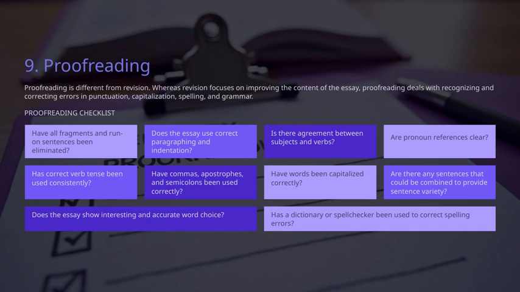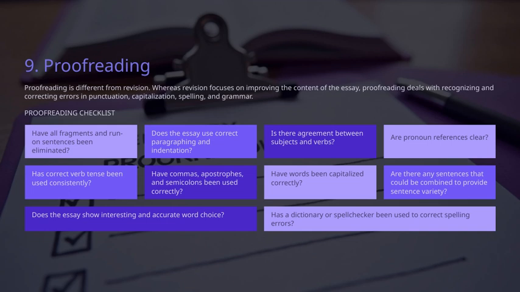Then, look at your punctuation. Are commas, apostrophes, and semicolons used correctly? These small marks can change the meaning of your sentences. You should also ensure that subjects and verbs agree, which keeps your sentences grammatically correct. Check that words are capitalized properly, especially at the beginning of sentences and for proper nouns.